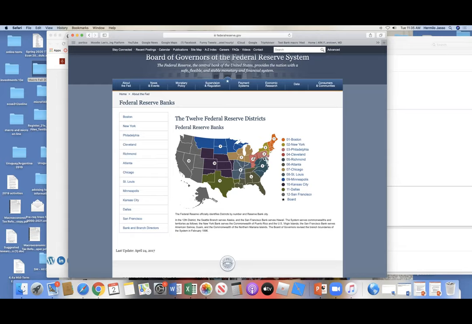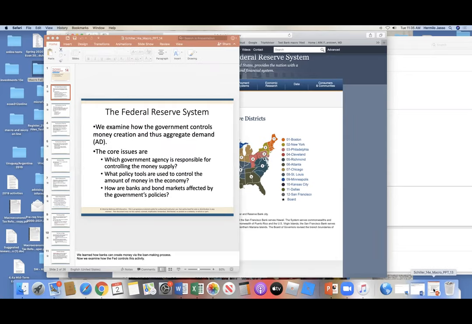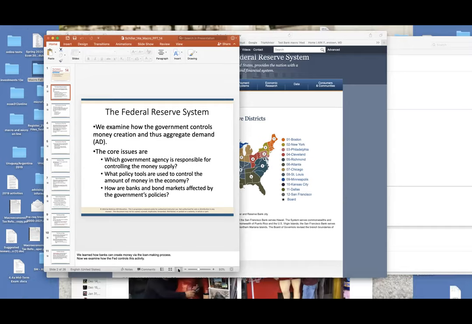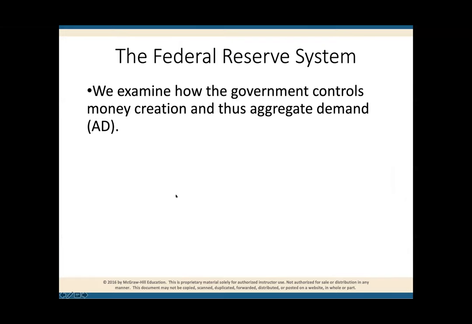Right? To me, this is the most powerful agency that we have in the United States government. And I'm going to try to explain how this works, okay? So let me go now into the chapter, and we are trying to understand the Federal Reserve System.